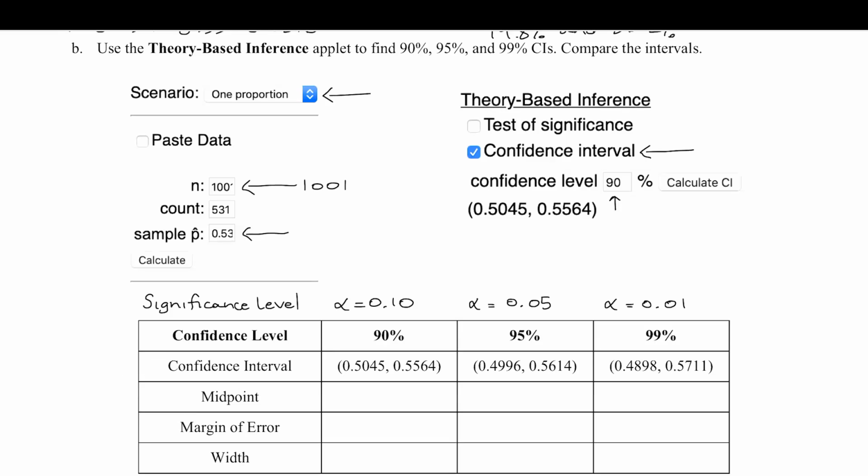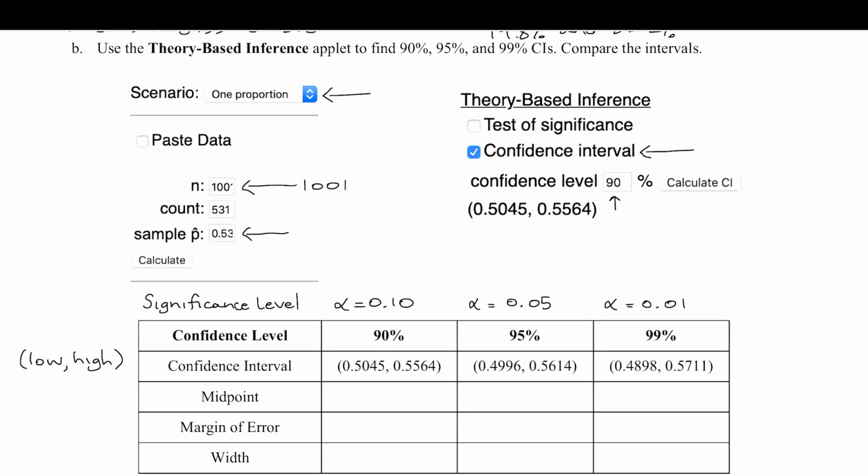Now, one way we can think of those numbers in the confidence interval is as low and high. So what we were calling the left end point is the low value of the interval, and the right end point is the high value. So the numbers in the interval should always go in order from smallest to largest, so the lower numbers on the left and the higher numbers on the right.